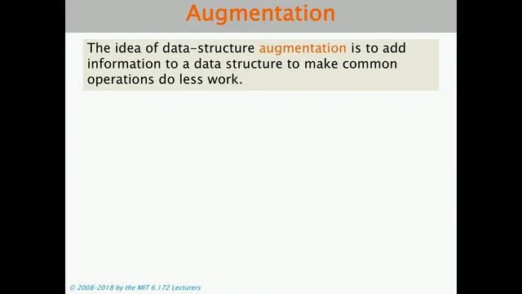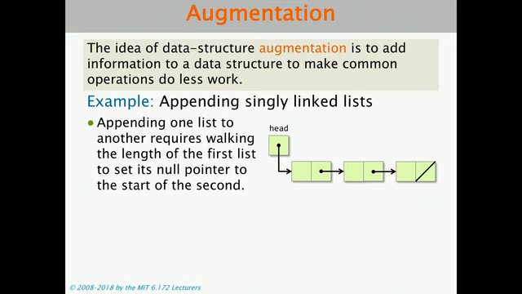All right, so the second optimization is data structure augmentation. The idea here is to add information to a data structure to make common operations do less work so that they're faster. Let's look at an example. Let's say we had two singly linked lists, and we wanted to append them together. Let's say we only stored the head pointer to the list, and each element in the list has a pointer to the next element in the list.